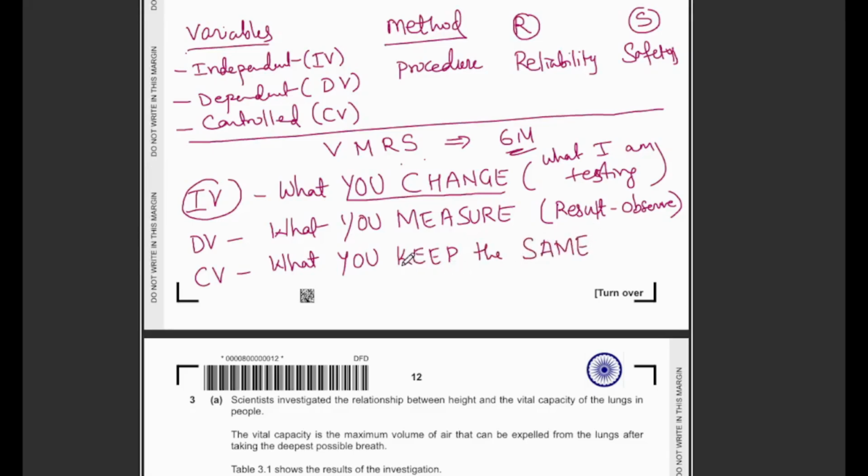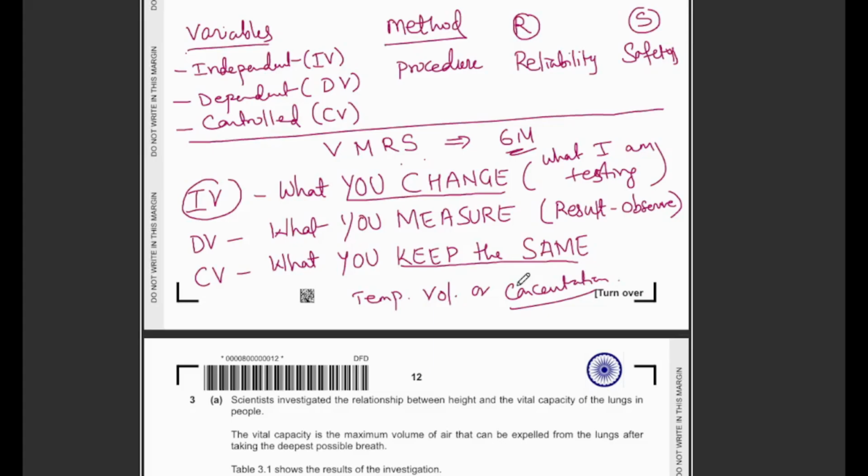Something in the experiment that you keep constant or the same, like for example here temperature, volume or concentration related to this experiment. Okay, temperature, volume or concentration. So I hope this is clear now. How are we going to start our answer? We are going to start our answer by explaining the variable, then descriptions of the procedure, that is method, reliability and safety. These 4 points, if we cover, you will get 6 marks.